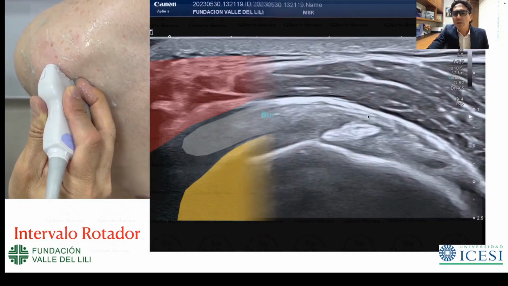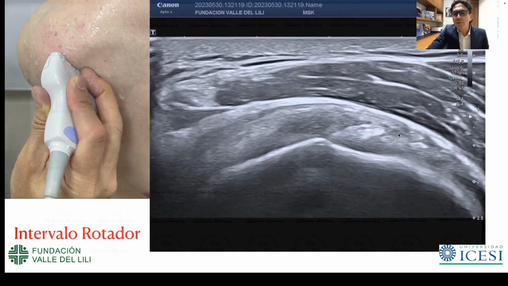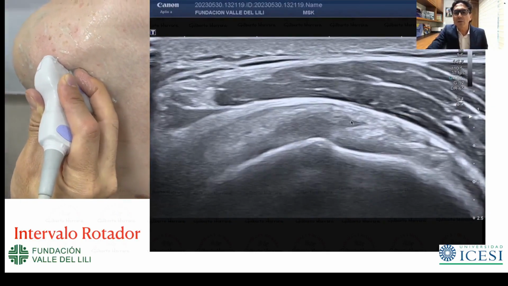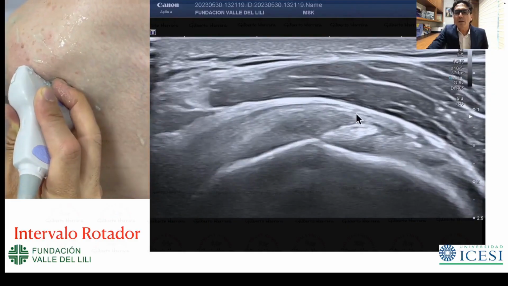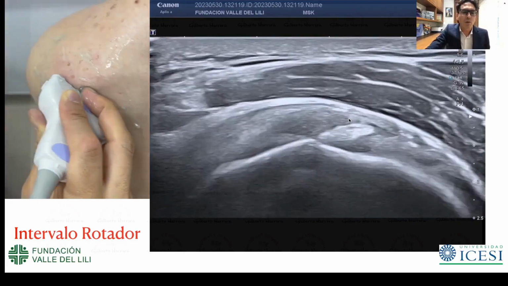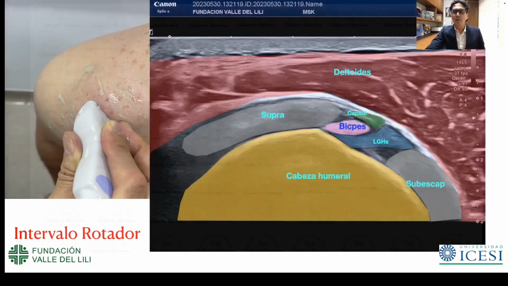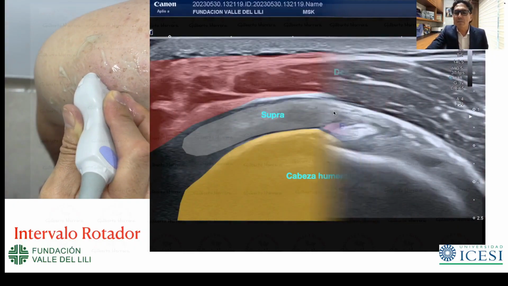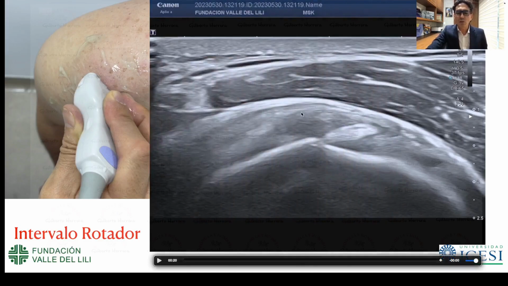Basically, it is possible to identify each of our structures. If we focus on the biceps, we can see the capsule, the superior glenohumeral ligament, and we will also identify the two pillars with expansions of the coracohumeral ligament, just as we do in an arthroscopy. This is an ultrasound of the rotator interval.